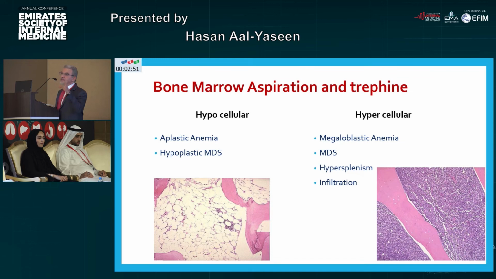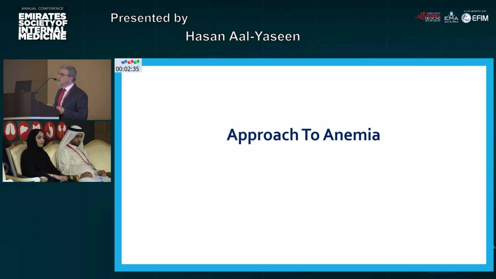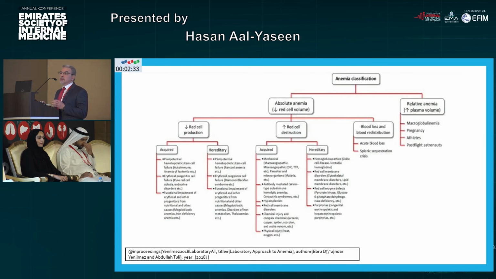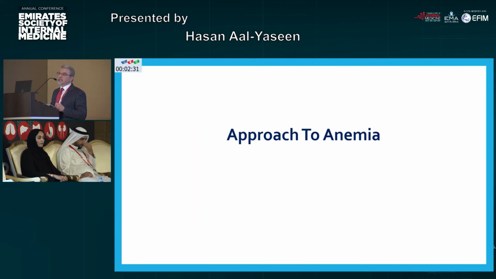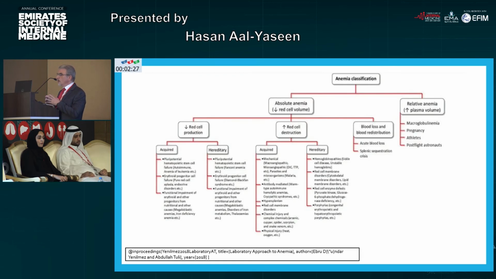So empty blood, pancytopenia, and full bone marrow, like in megaloblastic anemia. So bone marrow is hypercellular, while the peripheral blood is pancytopenic. This is seen in megaloblastic anemia, in MDS, in hypersplenism, and in cases of infiltration of the bone marrow. Okay, now what about anemia? So this was about approach to pancytopenia. What about approach to anemia?